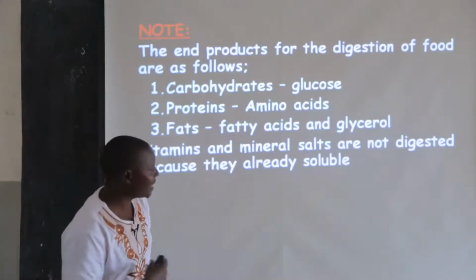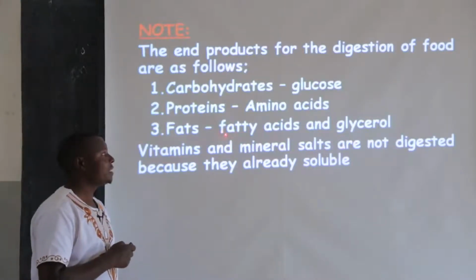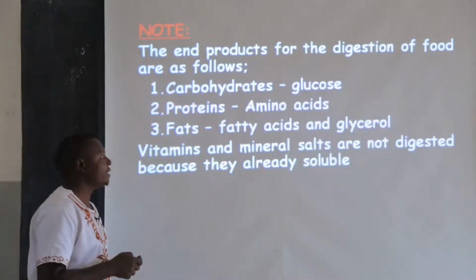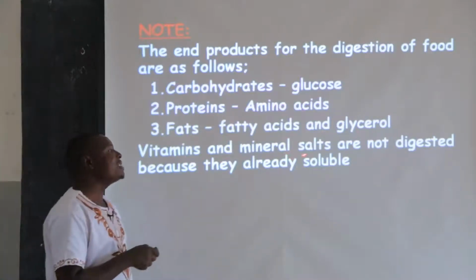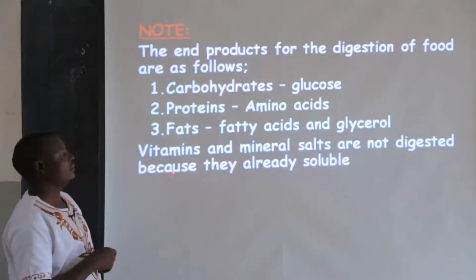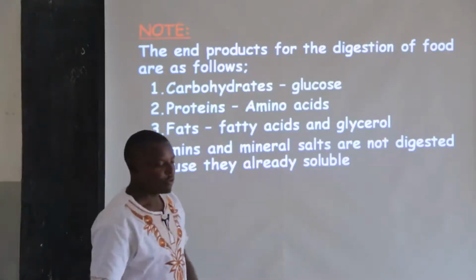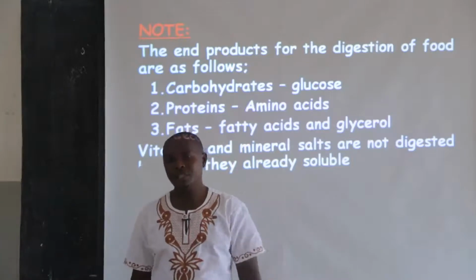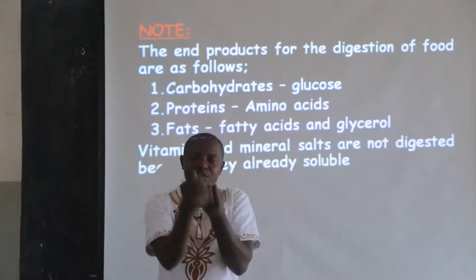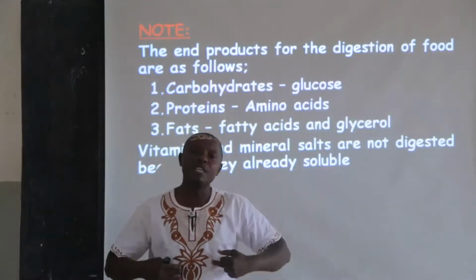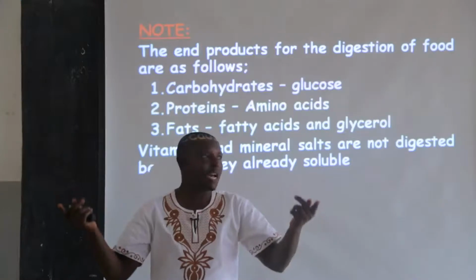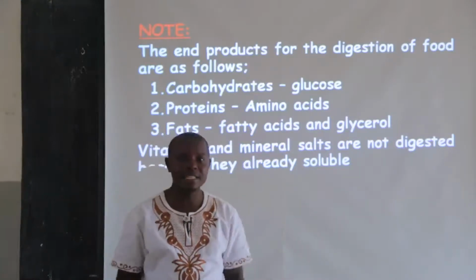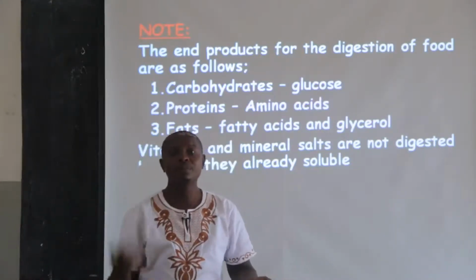Fatty acids and glycerol. You know the spellings? Fatty, F-A-T-T-Y. Glycerol, G-L-Y-C-E-R-O-L. And vitamins and mineral salts are not digested because they are already soluble. When you eat a mango, there is no enzyme that works on it. It is already soluble. The content inside there is already soluble. The moment you take it, it is just taken up by the blood. The moment you eat foods rich in mineral salts, those mineral salts cannot be digested. They are just taken up by the body.